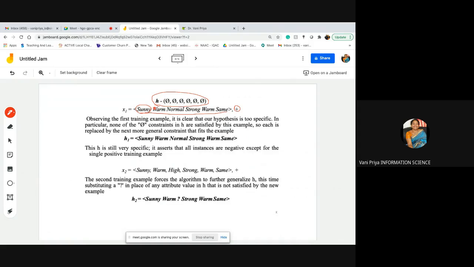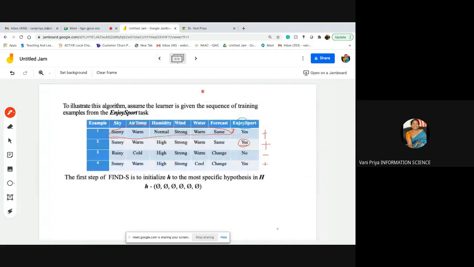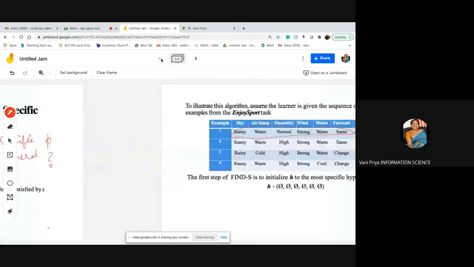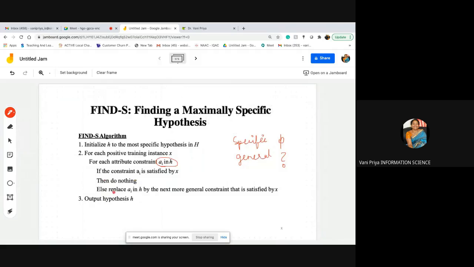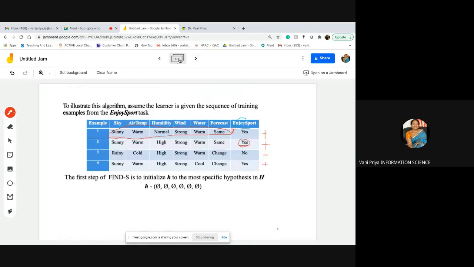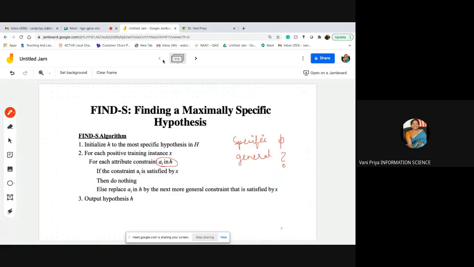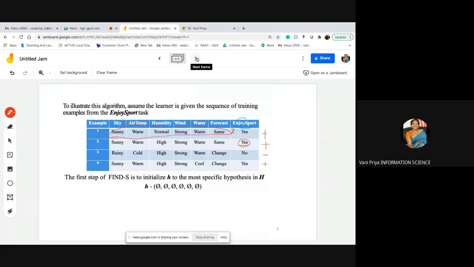So you're going to consider the next positive training example. The second one is also a positive example. That's what you are doing here now. Otherwise, if AI is satisfied by X, both are the same, then do nothing. Otherwise, replace AI in H by the next more general constraint that is satisfied by X. That's what we have done. This will be repeated for each positive training example.